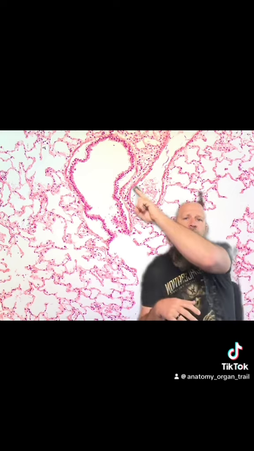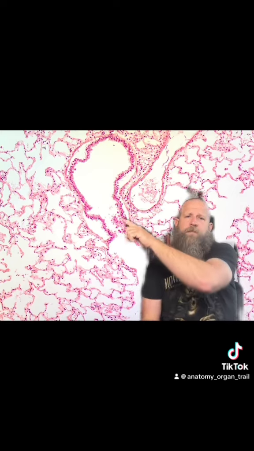So we have our terminal bronchus, respiratory bronchus leading into our alveolar sacs. Here we got alveolar sacs over here. And then here we have our blood vessel, and that's our lung tissue.